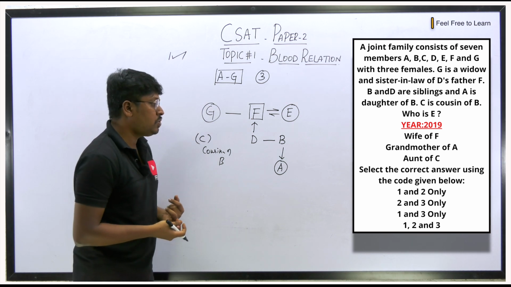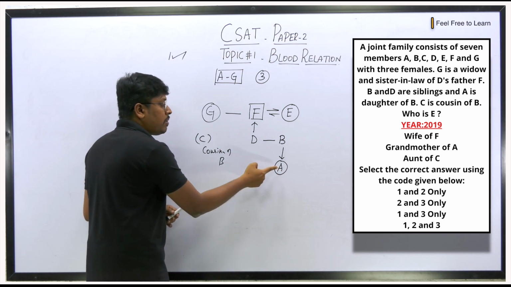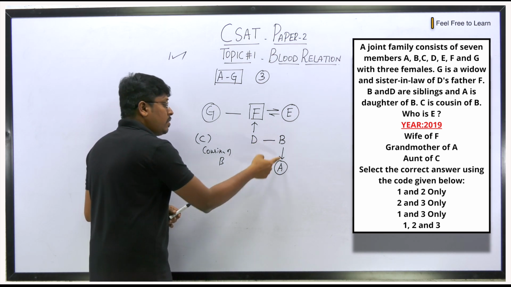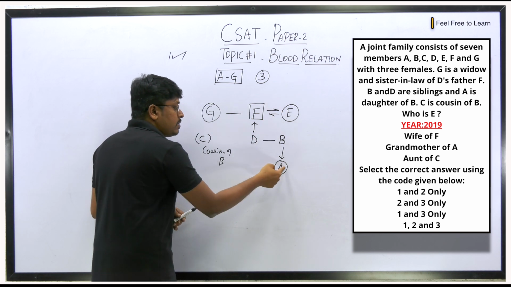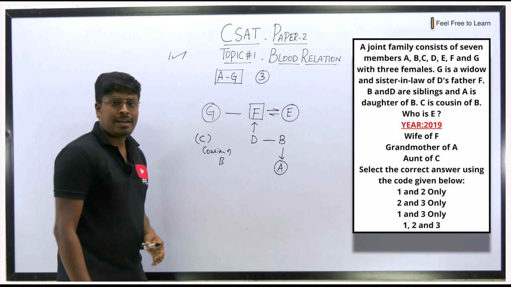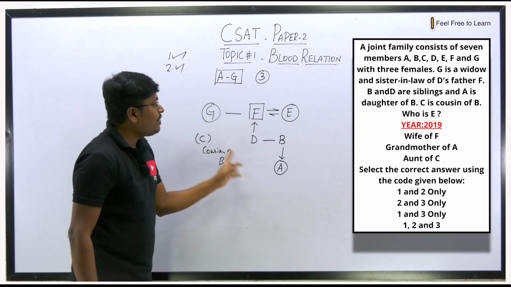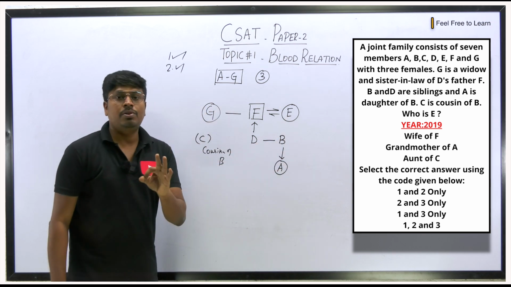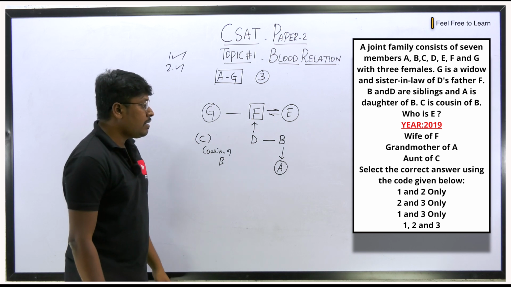What is option number 2? Grandmother of A. That is also possible. B's daughter is A and B's father is F. So if B's father is F, then B's mother will be E. So from A, the person E can be a grandmother. Yes, that is also possible. The second option is also possible. Only then can we say that in a family, there are totally 3 female members. Understood?